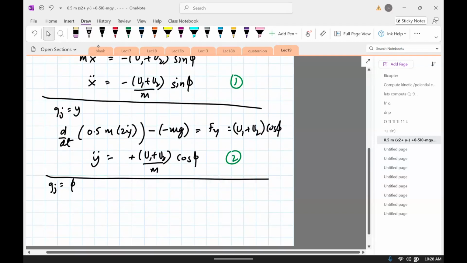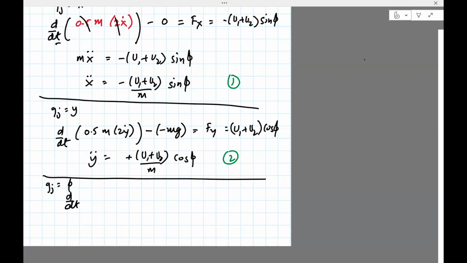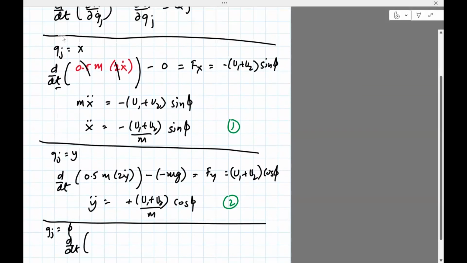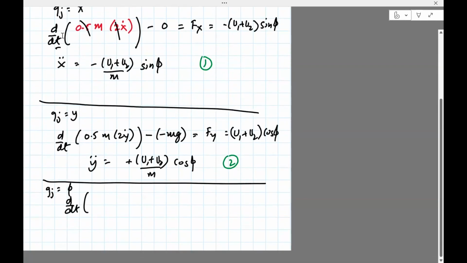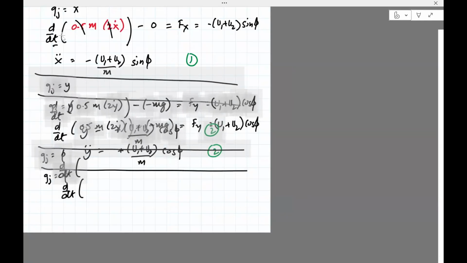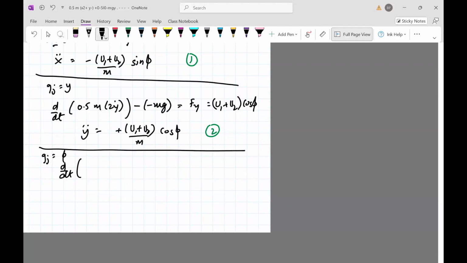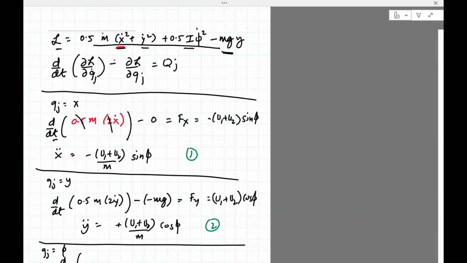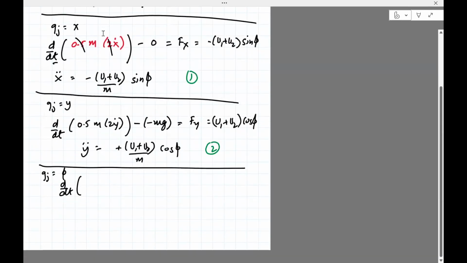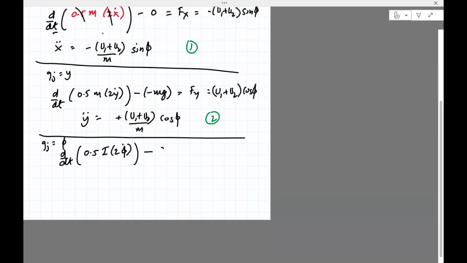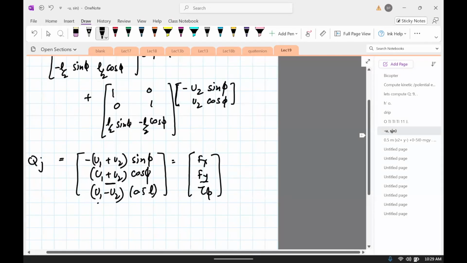And finally, qj equals phi. So again, we take the derivative with respect to phi dot. I'm running out of space, so I can eliminate this and move it up. Okay, so d/dt of L with respect to phi dot. The only term which will matter is this one, so 0.5 I times 2 phi dot. And then dL/dphi, there's no phi term here in L, so that's going to be 0. This equals the torque in the phi direction, which we computed on the previous page: u1 minus u2 times 0.5 L.